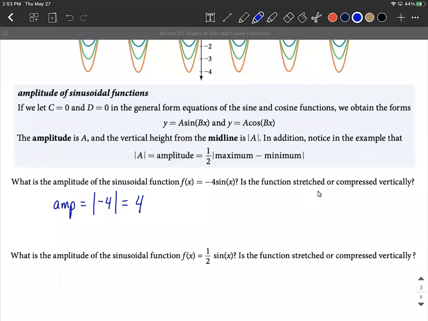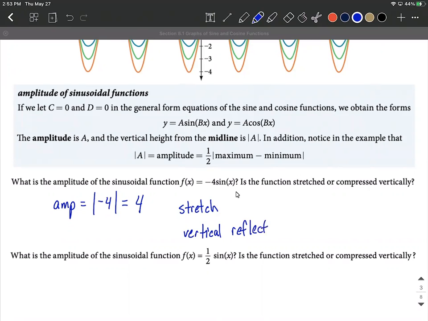Now, is this function stretched or compressed vertically? Because it's a multiple bigger than 1, we would classify that as a stretch. The other thing going on in this example is that there's a negative out in front. Because of that negative, there's a vertical reflection, basically meaning the original sine graph has been flipped upside down. So instead of starting at 0 and going up initially, this is going to start at 0 and go down initially based on that vertical reflection.